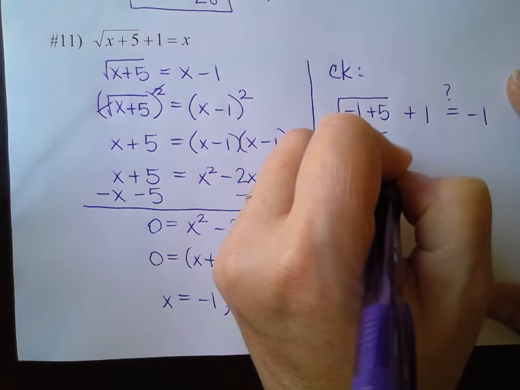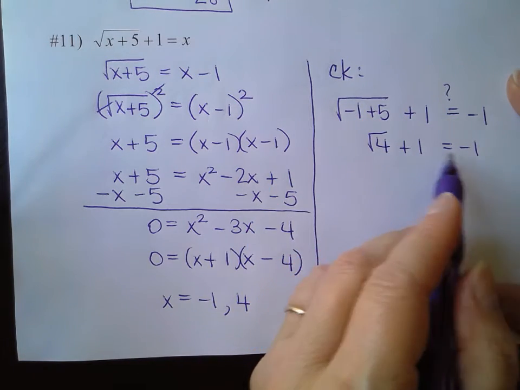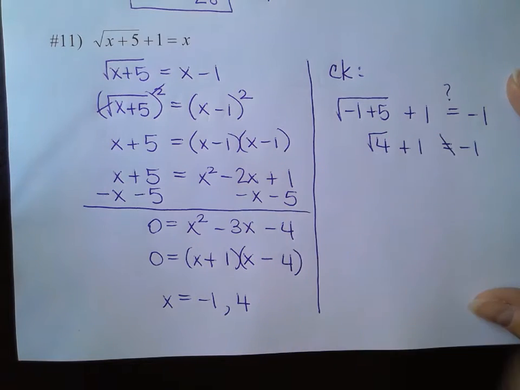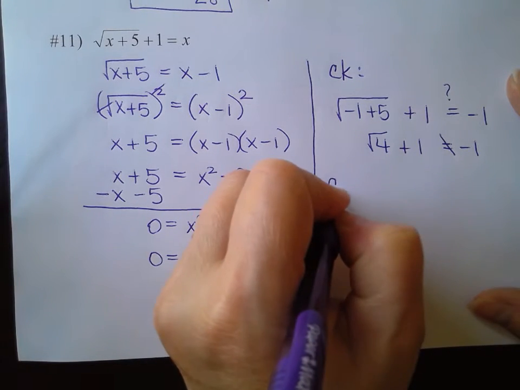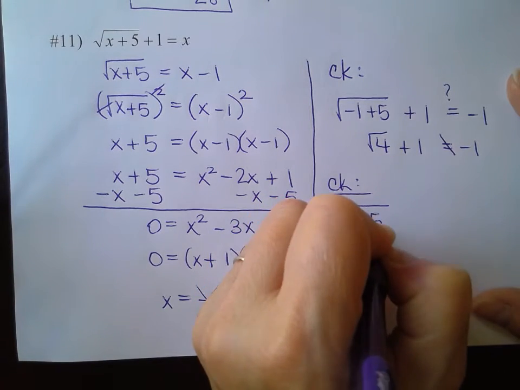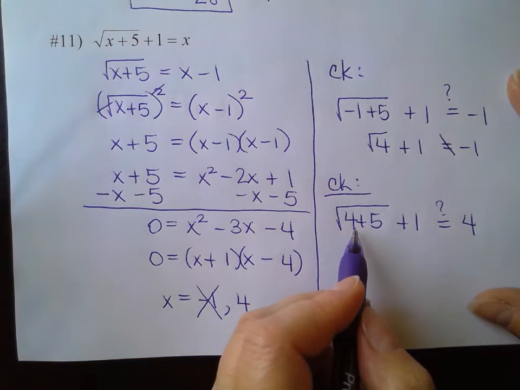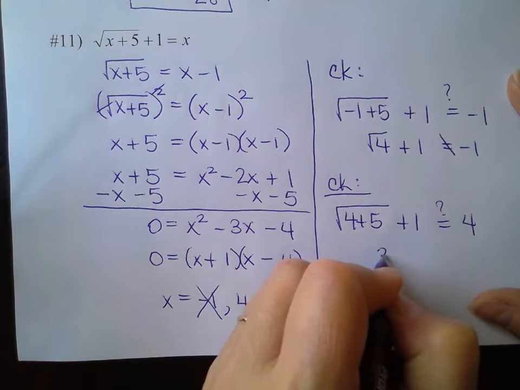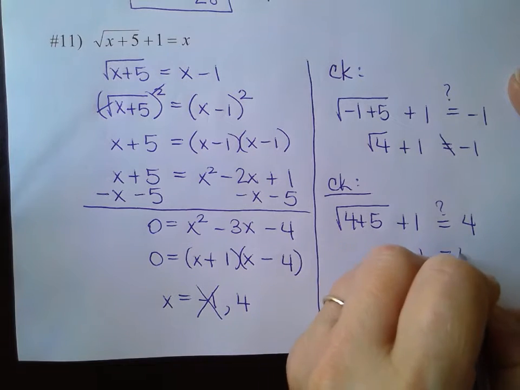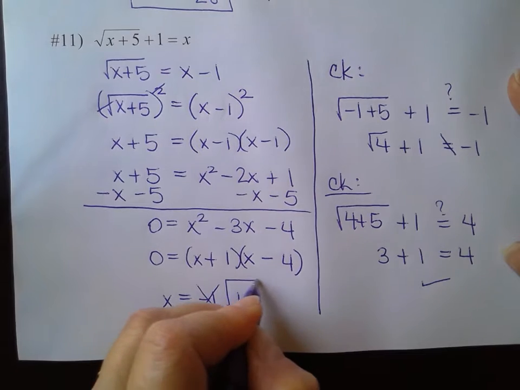I get the square root of 4 plus 1 equals negative 1. So that's 2 plus 1 equals negative 1. That's definitely not working out. So negative 1 is out. Does not work. Let's check 4. So I have the square root of 9. That's 3 plus 1 equals 4. That works. So 4 is my only answer.